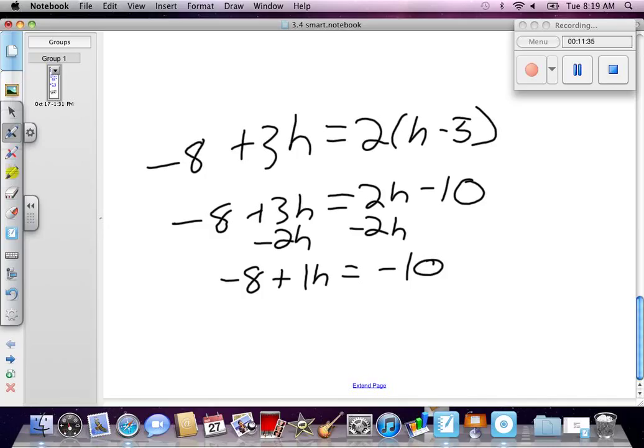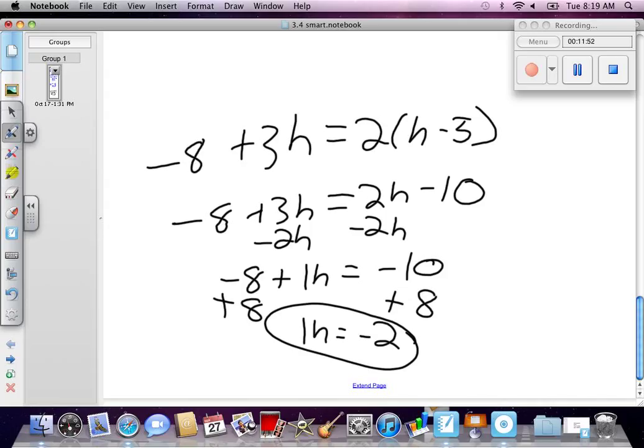Yes? I'm just checking my answers. You're good? Now I'm going to add 8 to both sides. So 1h equals negative 2. That's the same as h equals negative 2. You can divide by 1 if you want, but it's the same thing.